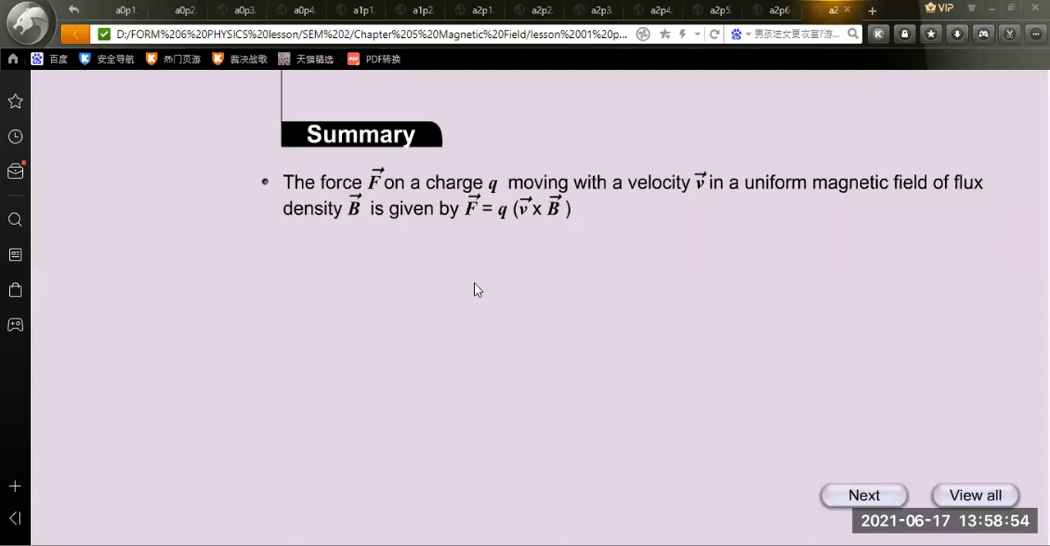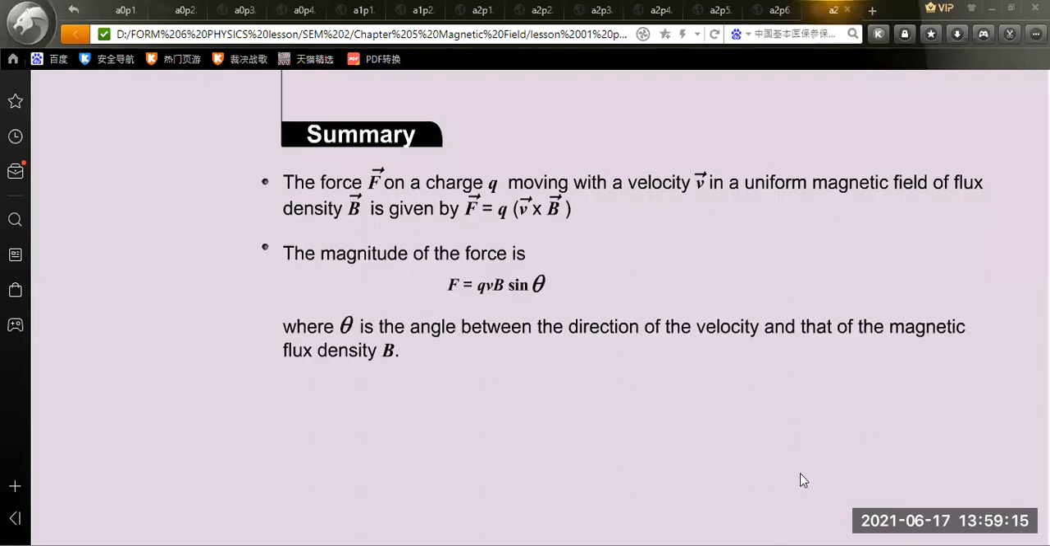As a conclusion, we can say that the vector force F on a charge Q moving with a velocity V in a uniform magnetic field of flux density B, flux density B meaning the magnetic field, is given by F equal to QVB, where the magnitude of the force is QVB sin delta. By the moment, the angle is 90 degrees, so sin 90 degrees is equal to 1. Later, I will show you what is the meaning of the angle not at 90 degrees.